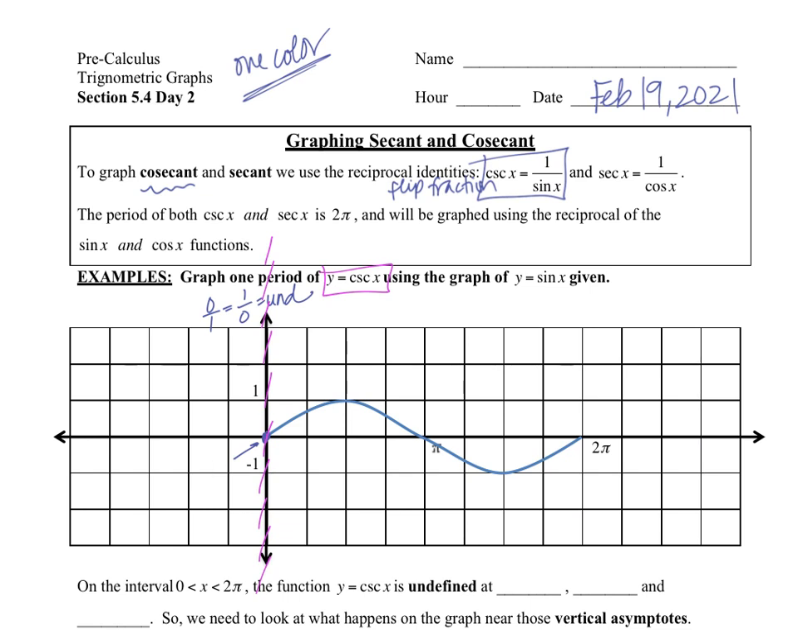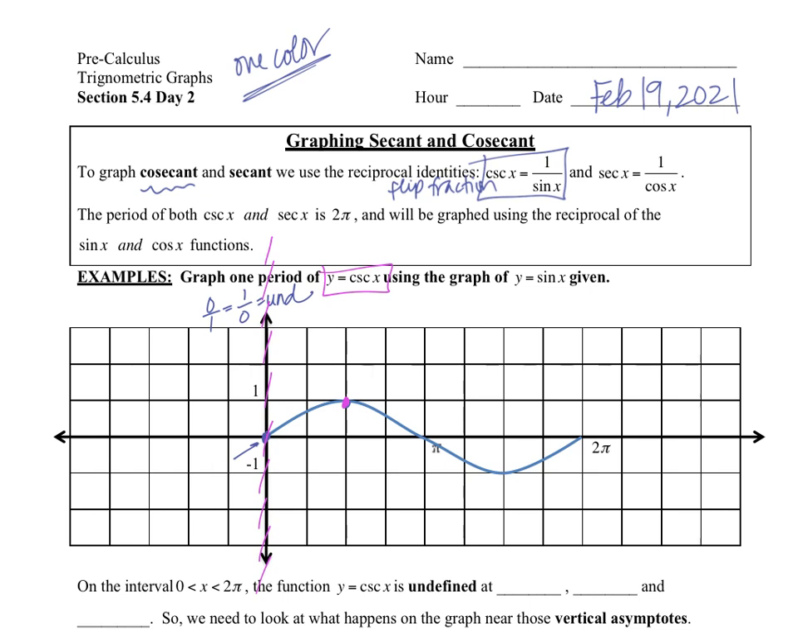Now, let's go to the other important points. So at pi over 2, sine is 1. Okay, what's the reciprocal of 1? It's still 1. That point exists right there.